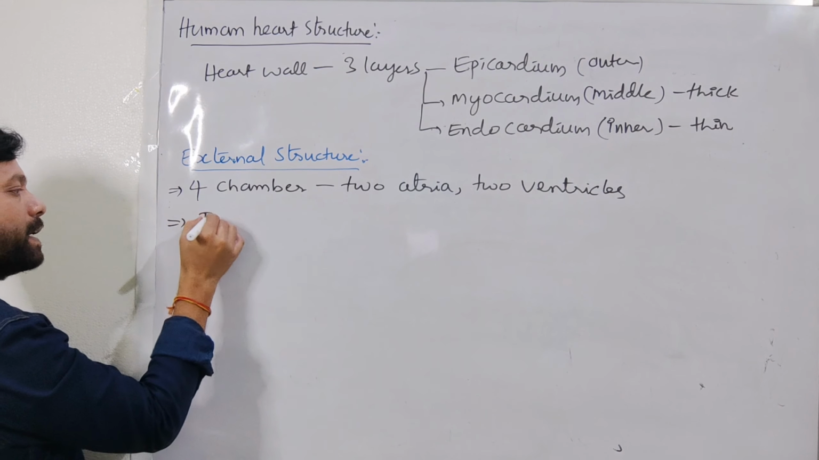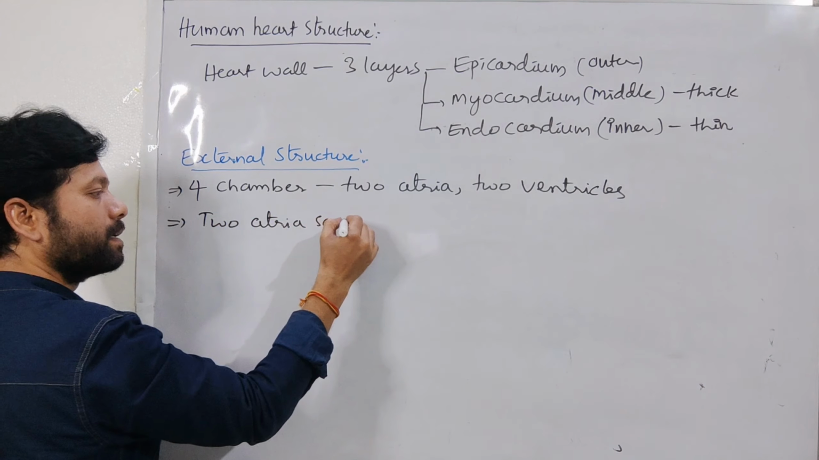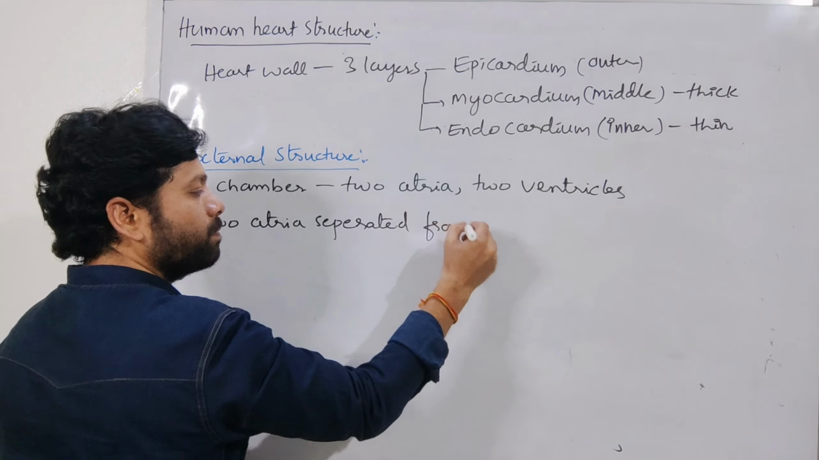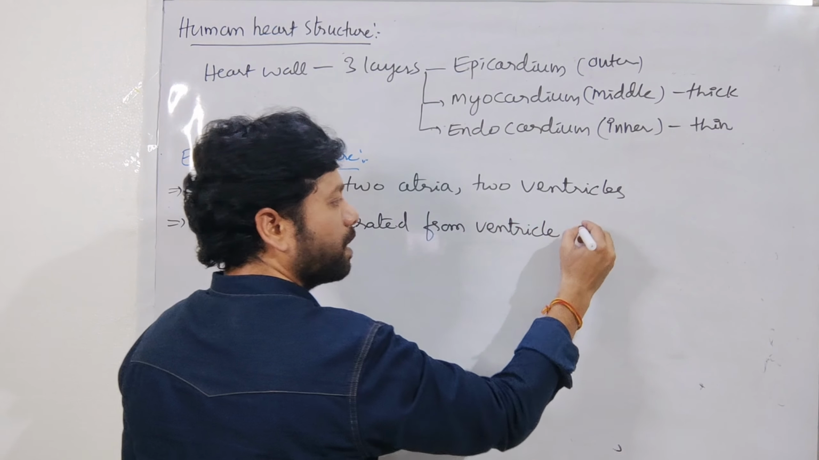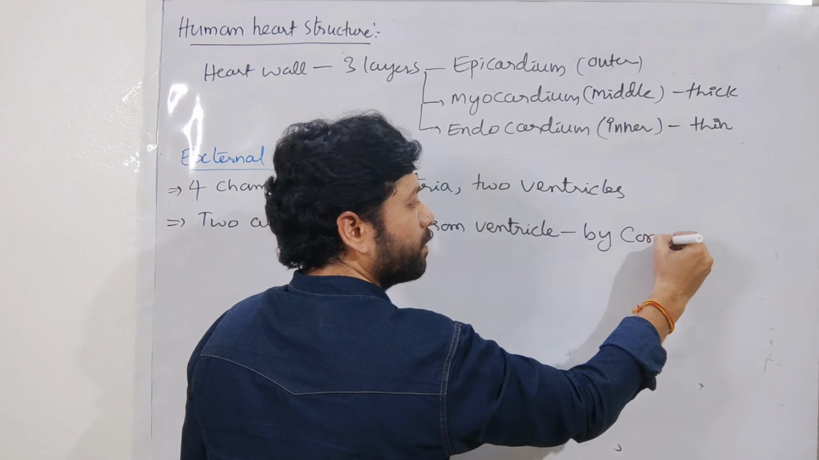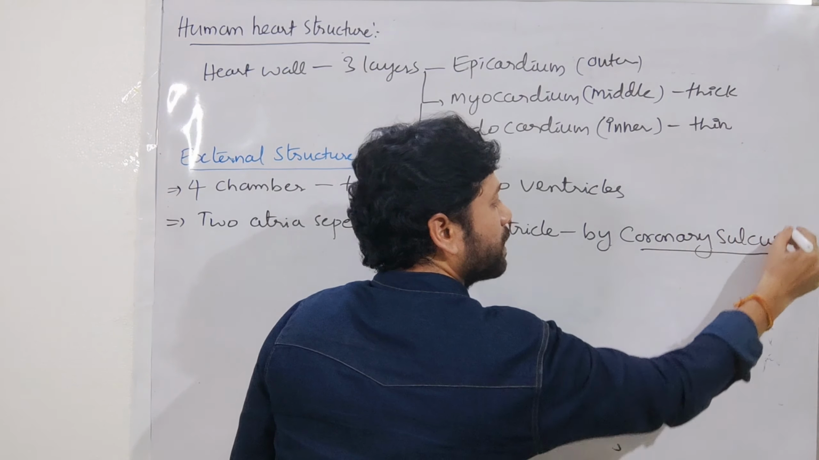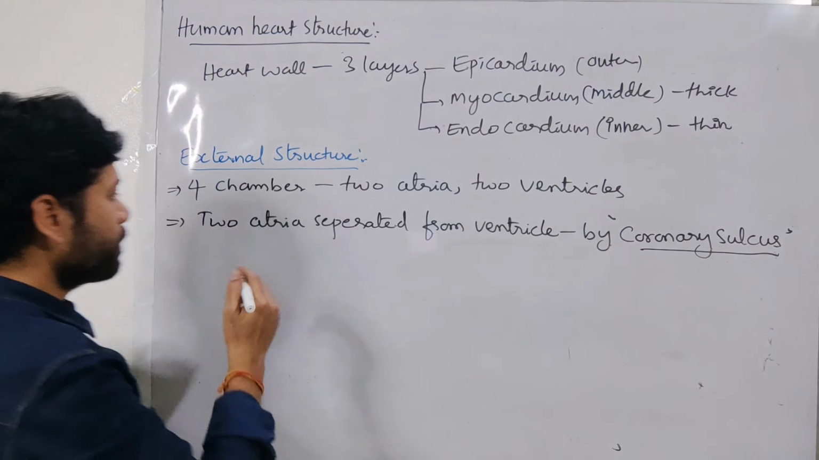Next one, the two atria are separated from the ventricles through a groove, it is called the coronary sulcus. So, this coronary sulcus is also called the groove. So, it is the coronary sulcus.